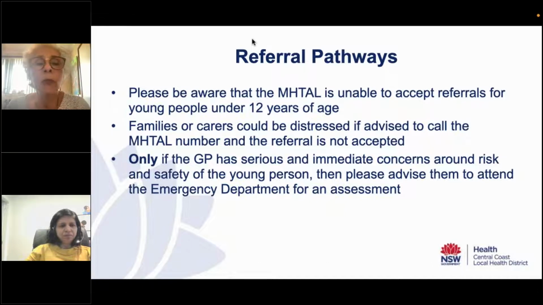Sometimes the GP will see a young person and will have serious concerns about what is happening, especially around risk and safety. Only in this situation, then advise the family to attend the emergency department for an assessment.